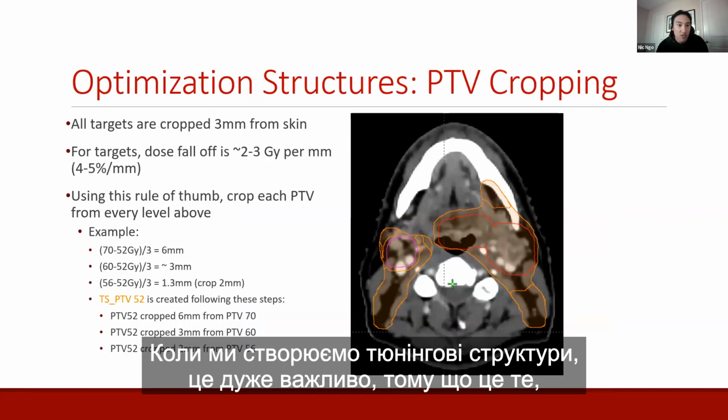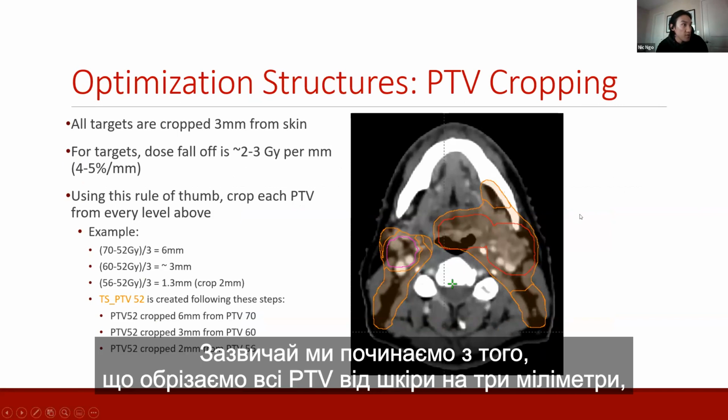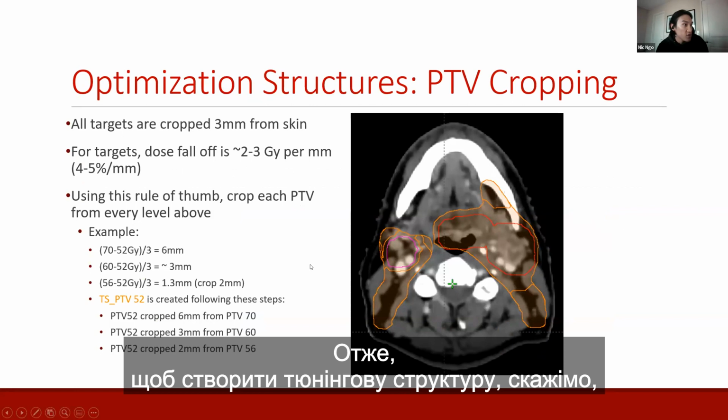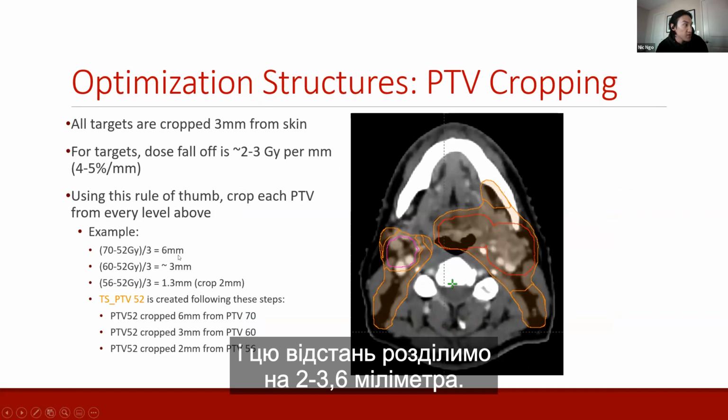When we create tuning structures, it's very important because this is what we tell the optimizer how to dose. We usually start off by cropping all the PTVs away from the skin, 3 millimeters, and we use this general rule of thumb, 2 to 3 gray per millimeter drop off. So to create a tuning structure, say we want to create tuning structure PTV 52, we're going to go from 70 gray to 52, and that distance divided by 2 to 3, is 6 millimeters.